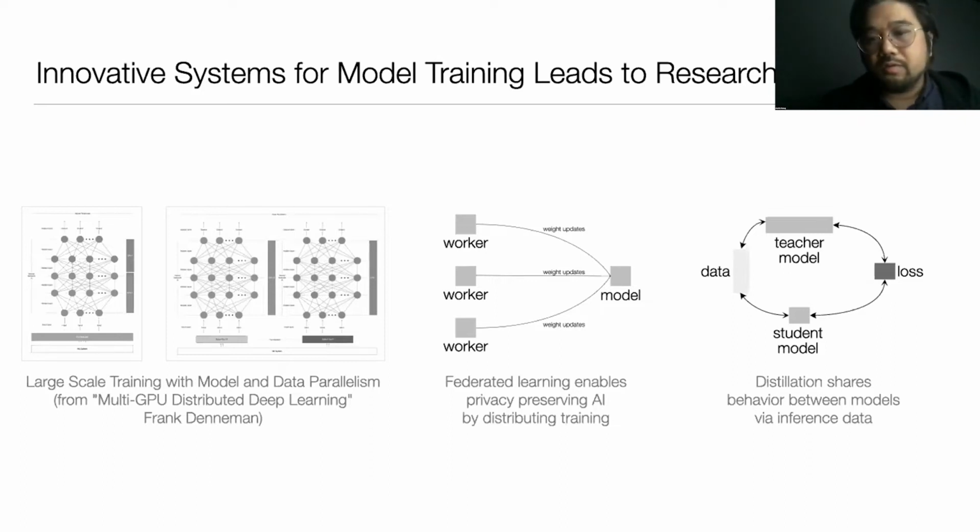We have new innovations in federating the training to preserve privacy, in which case the training becomes a distributed process among multiple workers. We can also have different ways of combining models with each other through things like distillation and transfer learning. And all of these are different ways of composing new sorts of training processes.